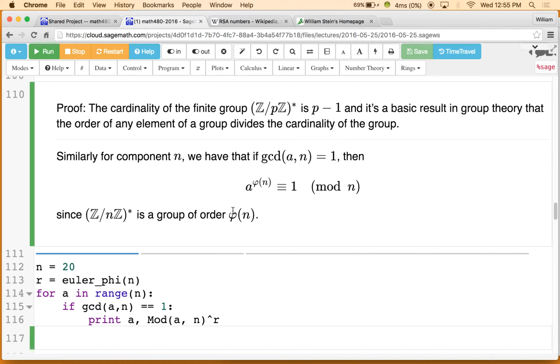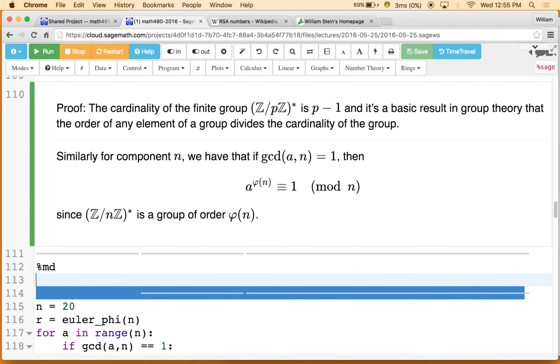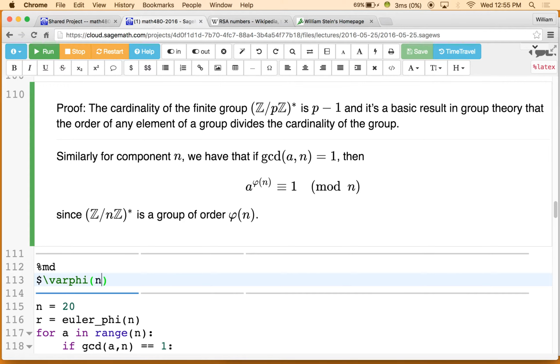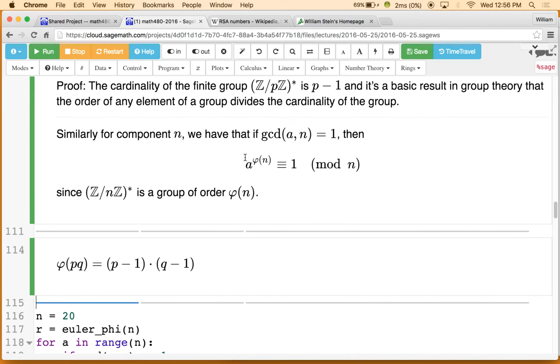Euler phi is, by definition, the number of numbers between 1 and n that are co-prime to n. Also, there's a simple formula for phi of n in terms of the factorization of n. For example, if n is a product of two distinct primes p and q, then phi of n is p minus 1 times q minus 1. Maybe I'll write that down. Phi of p times q, only for distinct primes p and q, is p minus 1 times q minus 1. And it's the same exact argument.